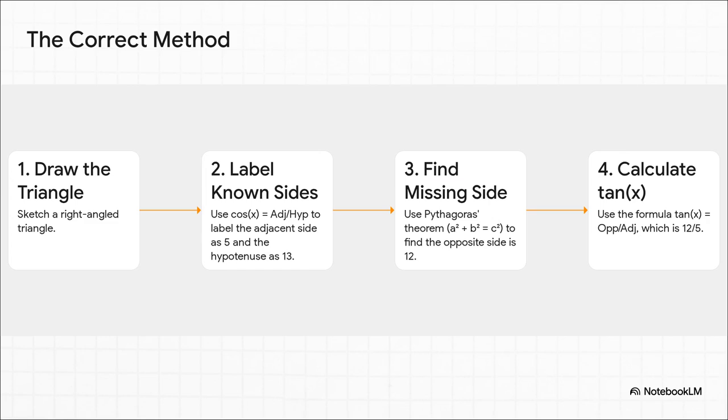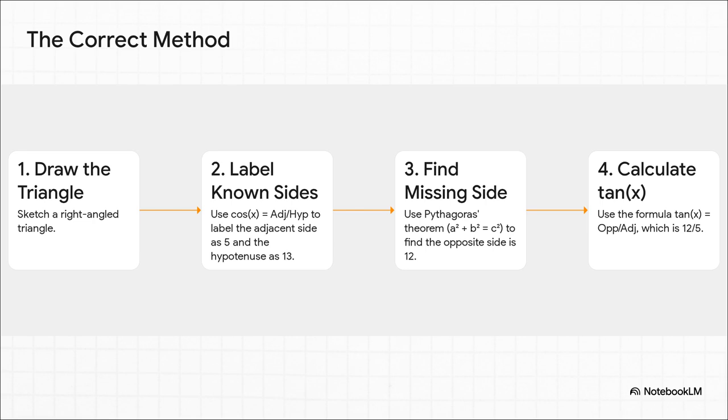All right, here's the elegant, efficient method. Step 1, just sketch a quick right-angle triangle. Step 2, label what you know. Since cos of x is adjacent over hypotenuse, we'll label the side adjacent to our angle x as 5 and the hypotenuse as 13. Step 3, find that missing side using Pythagoras. So we've got 13 squared, that's 169, minus 5 squared, which is 25. That leaves us with 144. And the square root of 144? That's 12. So our opposite side is 12.